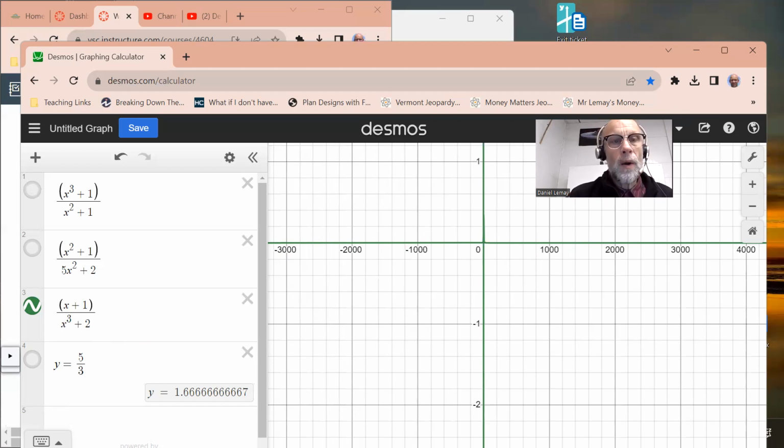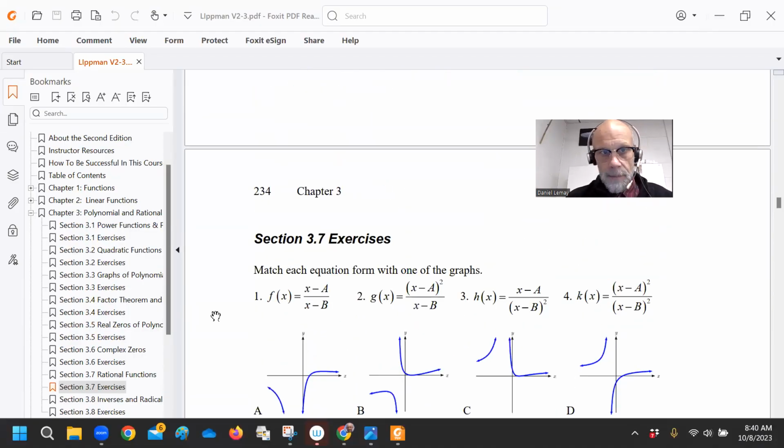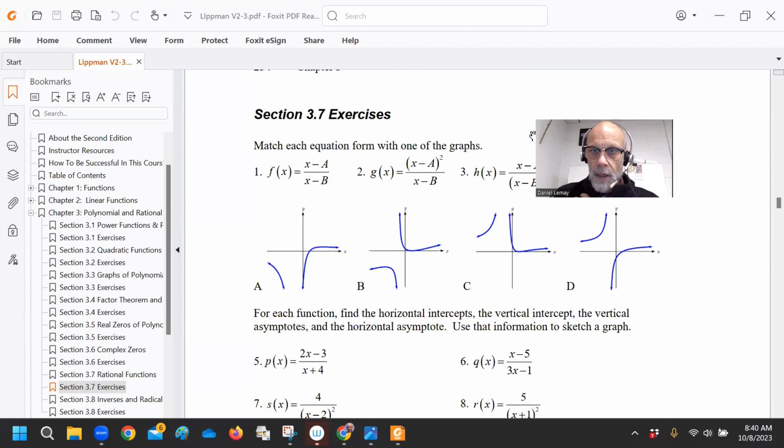Okay, so where are you going to have to go with this? Well, let me pause this and I'll pull up the textbook here. I have that open. So this is on what page is it? Page 234 of the textbook.